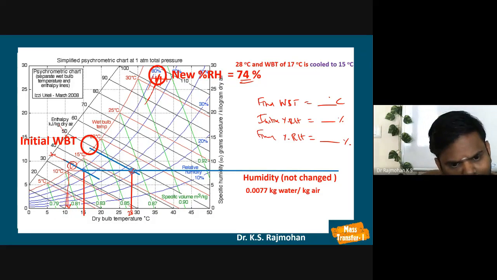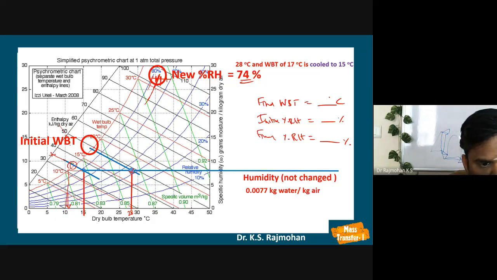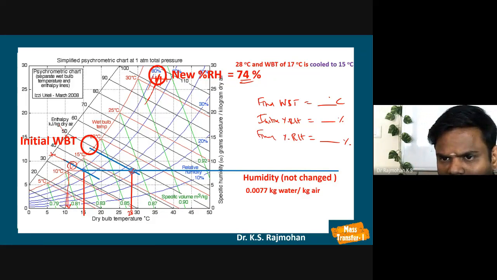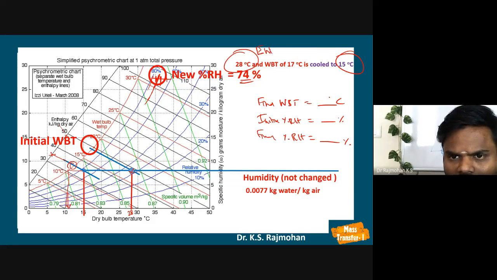So how much heat is removed to reduce the temperature, you can find out also, right? Initial enthalpy minus final enthalpy, you will get the amount of heat being rejected to cool the system from 28 degrees Celsius to 15 degrees Celsius. So you have enthalpy initial and enthalpy final, you can subtract to get the value.